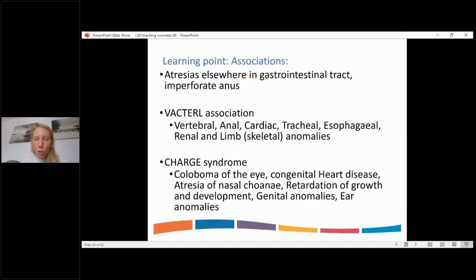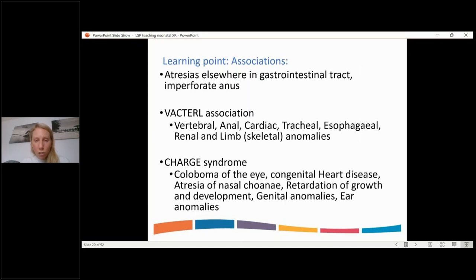And then things you want to look for when you diagnose that is it can be associated with atresias anywhere in the GI tract, and in particular an imperforate anus. So when you see that X-ray and you admit the baby, make sure we're doing the NIPE, but in particular checking for an imperforate anus. And then the two main associations are VACTERL. So you want to look for vertebral anomalies because they sometimes have hemivertebrae that you can see on your chest X-ray. Anal, so check for imperforate anus. Cardiac, you'll be listening for a murmur, but also they would have an echo. Tracheal, esophageal, renal, and limb anomalies. So these babies would also get renal ultrasounds.